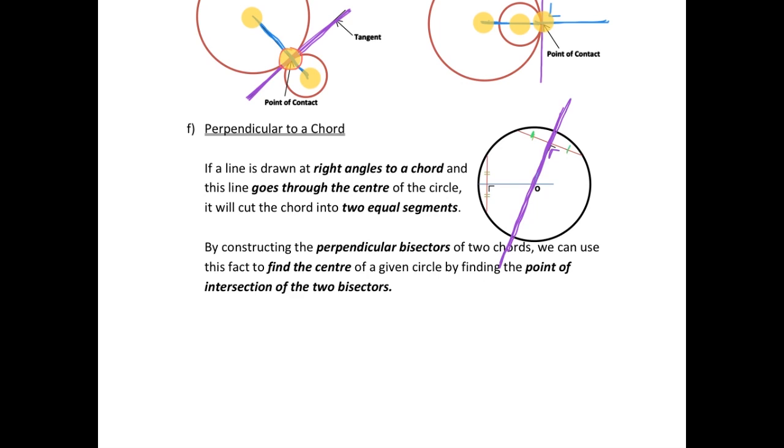So this is at right angles, and it cuts that into two equal parts. Next, if we take a second chord, say this one here, and do the same thing, then we find another line that must have the center on it. But if this purple line and this blue line both have to have the center on them, then the center of our circle must be at the point of intersection between those two lines. And that concludes our look at the properties of circles.